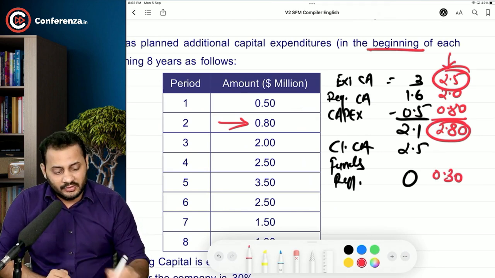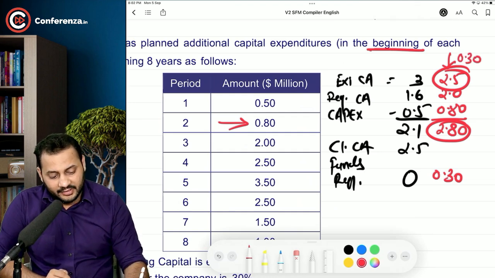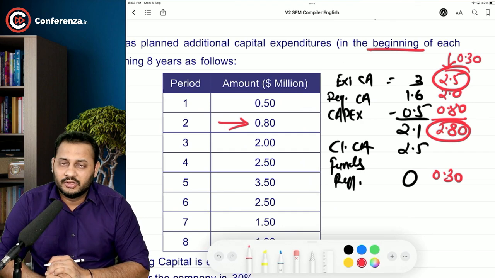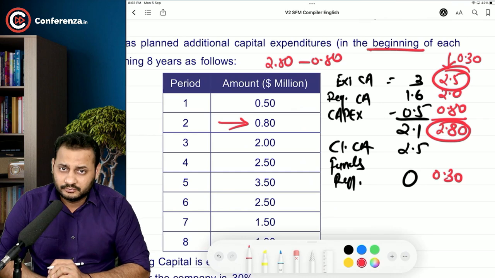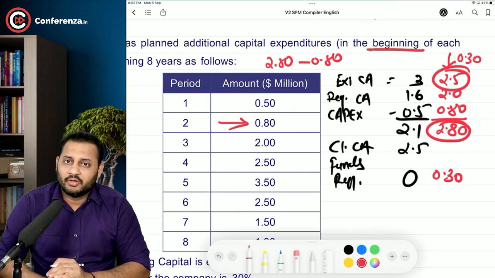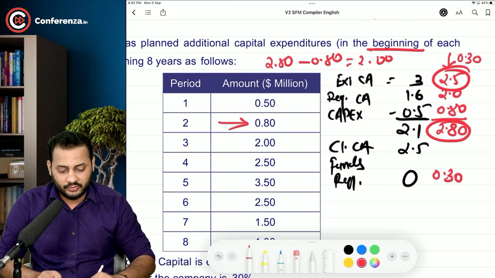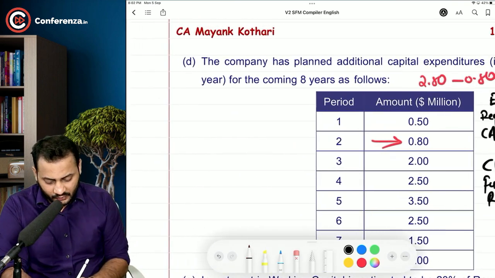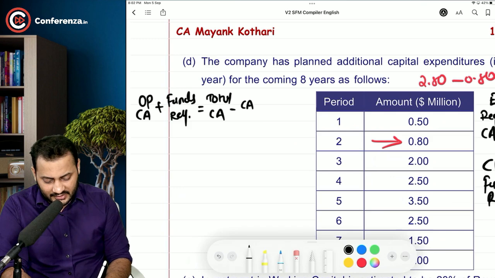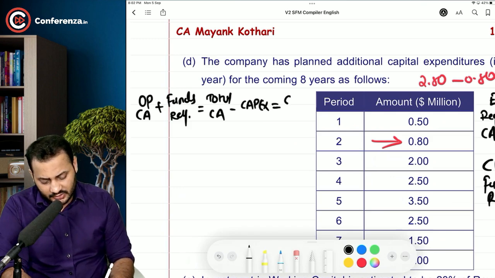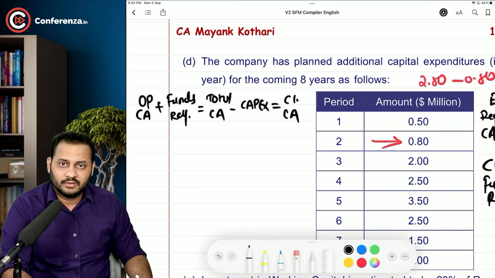So what will happen? To 2.5 you will add 0.30, it will become 2.80, and out of that 0.80 will be used for capital expenditure, and the closing balance will be 2. So it will be like this, I will tell you. Opening current assets plus funds required is equal to total current assets minus capex used, and this is equal to closing current assets. Now have a look.